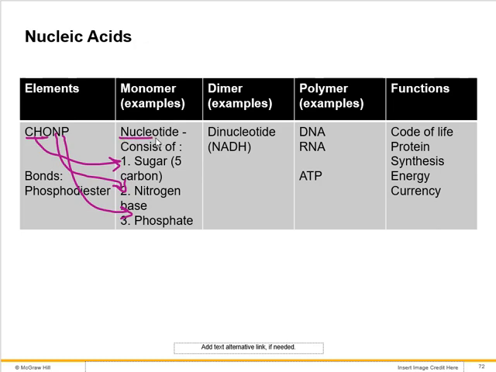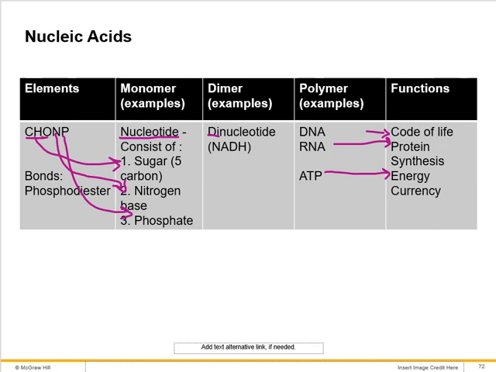And the nucleotide is the monomer name, and the dinucleotide is the dimer. Polynucleotide, nobody really uses that term. But DNA is an example, and that is the code of life. RNA is involved in some way in protein synthesis, and ATP is our energy currency. So we'll get into more details on that in Unit 3 when we talk about microbial genetics and microbial metabolism.